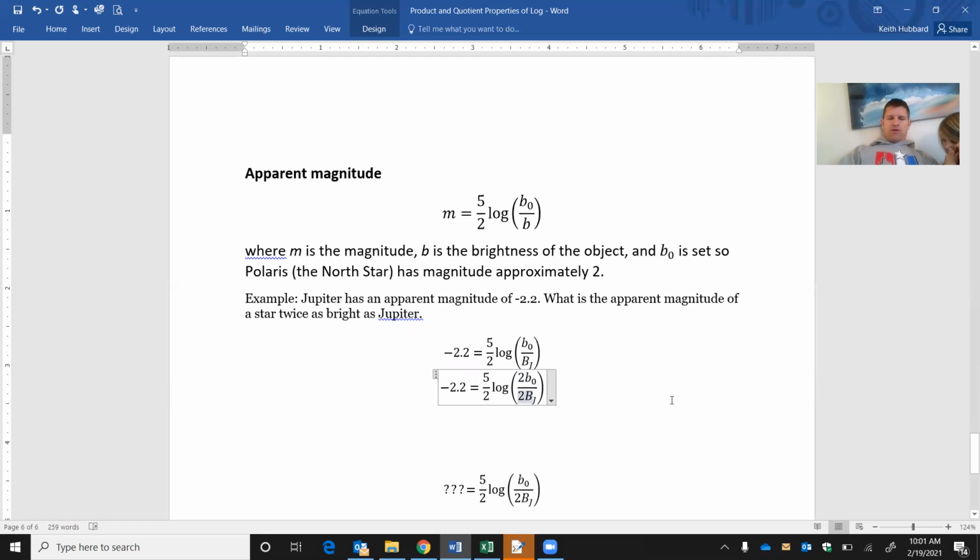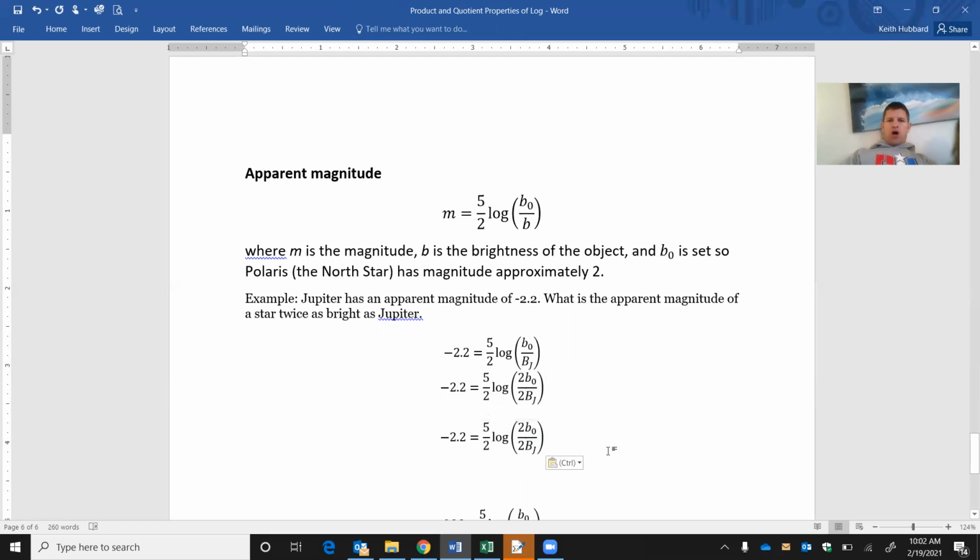Okay, well, it's all well and good to have a 2 on the top, except I don't want a 2 on the top at the end. How do I not get a 2 on the top at the end? Answer, I use the log properties. Shocking, I know. So that 2, how do you get rid of a 2 in the numerator? Well, 2 times something in the numerator is actually log base 2 plus that other something.